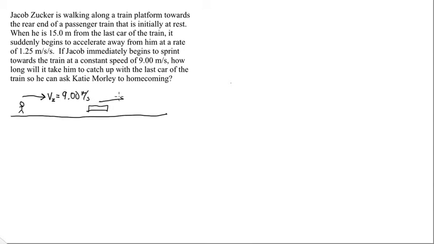Okay, and the train is accelerating. Initially, it's at rest, but it's accelerating this way at a rate of a. I'm going to call it a sub t, so t for train, is 1.25 meters per second squared.